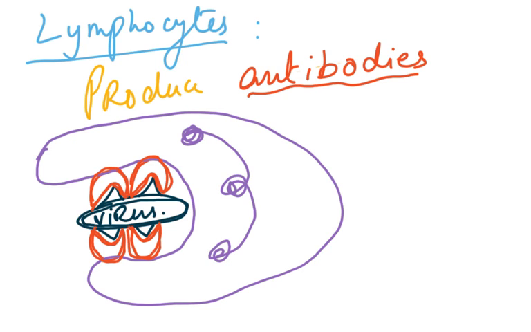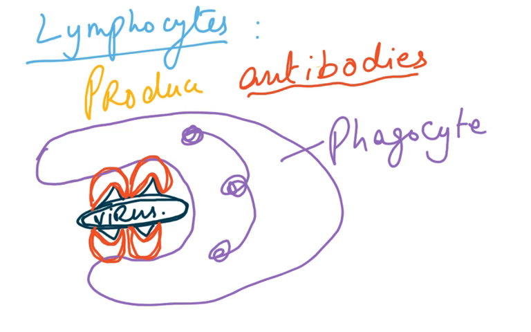So the antibodies attach onto the virus or the pathogen, and then the phagocytes come, and the phagocytes are the big policemen, and they come and ingest and digest the invading pathogen. So antibodies are produced by lymphocytes, and the antibodies attach to the surface of the invading pathogen, and then of course it gets destroyed.